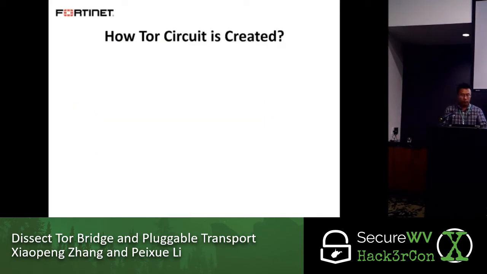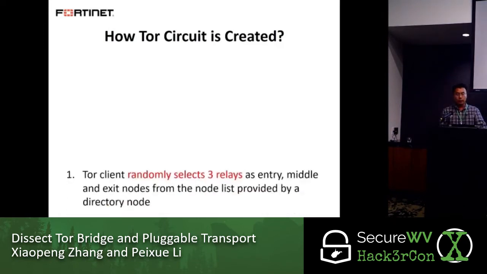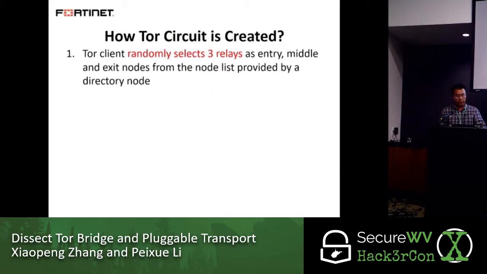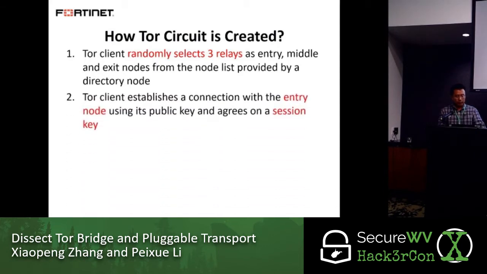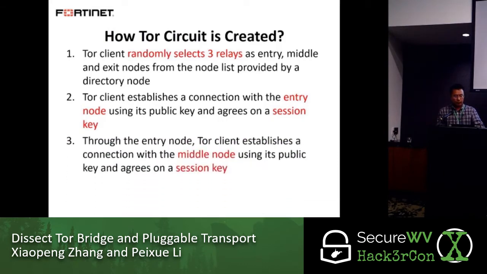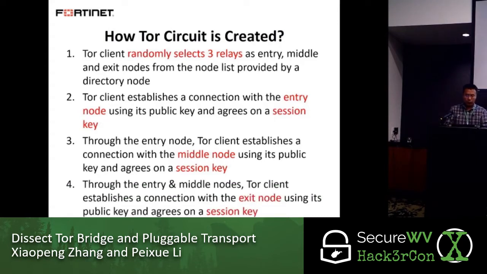Then I think you want to know how a circuit is created. There are 4 steps. Firstly, the Tor client randomly selects 3 relays as entry, middle, and exit node from the Tor node list. This is provided by a directory node. Secondly, the Tor client establishes a connection with the entry node using its public key and agrees on the session key. Thirdly, through the entry node, the Tor client establishes a connection with the middle node using its public key and agrees on another session key. Finally, through the entry node and middle node, the Tor client establishes a connection with the exit node using its public key and agrees on another session key.